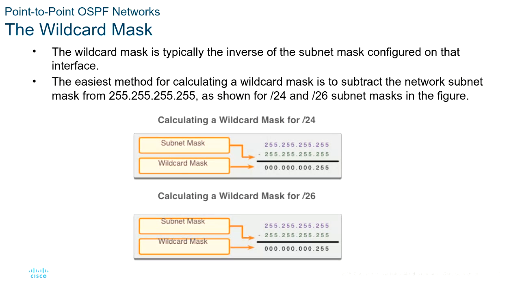So the normal calculation method for going back and forth between subnet mask and wildcard mask is to subtract it from 255.255.255.255, and that will give you the wildcard mask. And there's an error in the slide here in the numeric values.